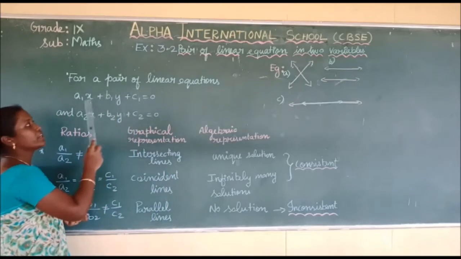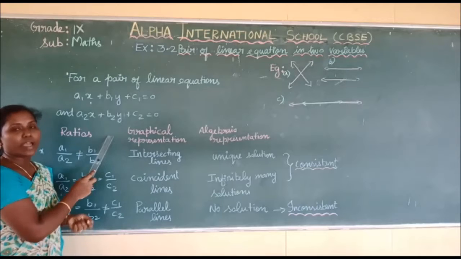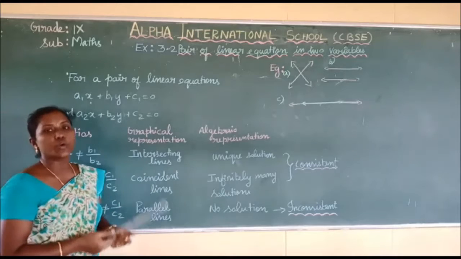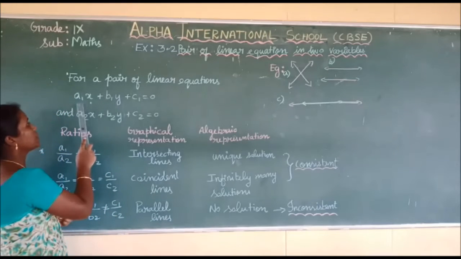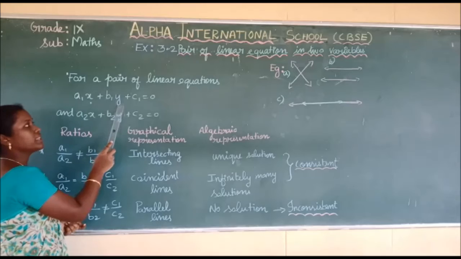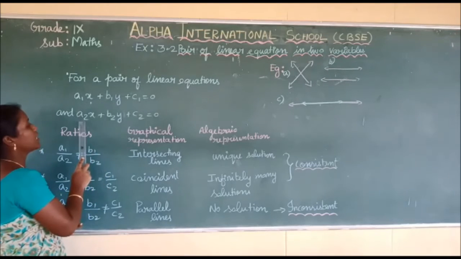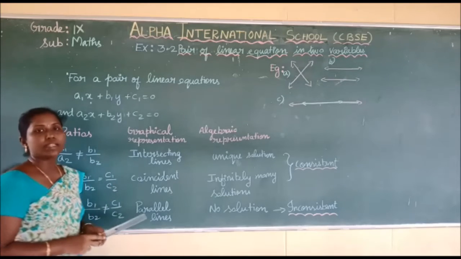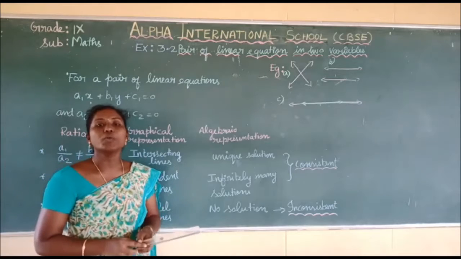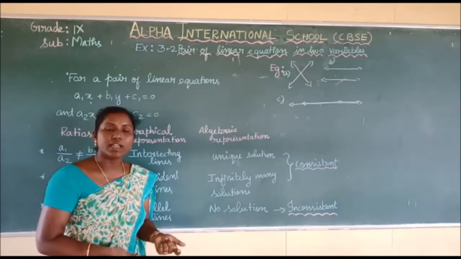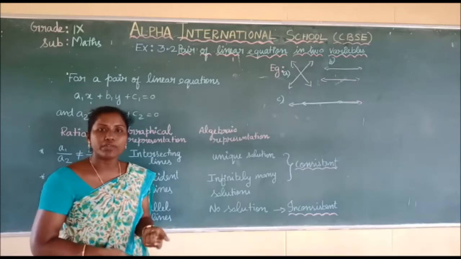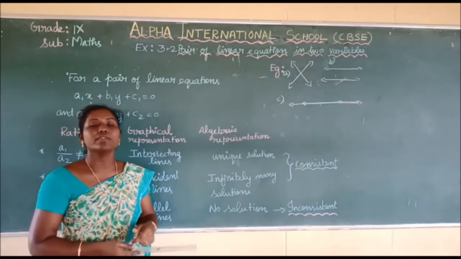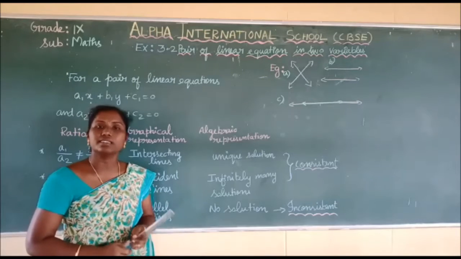If we are having these two types of linear equations in general, by comparing the ratios of the coefficients. What are the coefficients here? a1 is the coefficient of x, b1 is the coefficient of y, c1 is a constant. Likewise, a2 is the coefficient of x, b2 is the coefficient of y, and c2 is a constant. By comparing the coefficients and constants, how can we tell about the nature of the solution, and how to identify whether the given pair of linear equations is consistent or inconsistent? That only we are going to see in detail in this exercise 3.2.